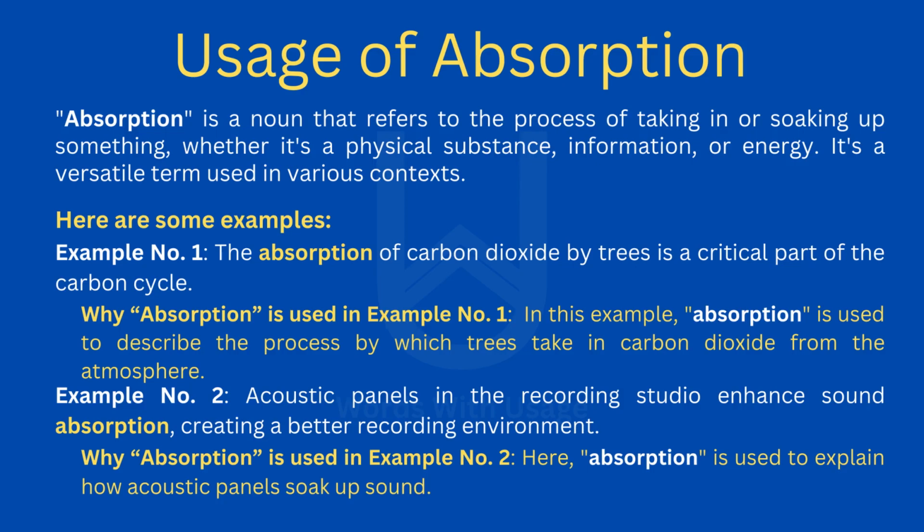Here are some examples. Example number 1. The absorption of carbon dioxide by trees is a critical part of the carbon cycle. Why absorption is used in example number 1. In this example, absorption is used to describe the process by which trees take in carbon dioxide from the atmosphere.